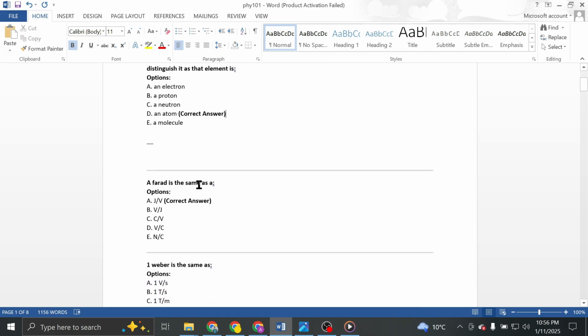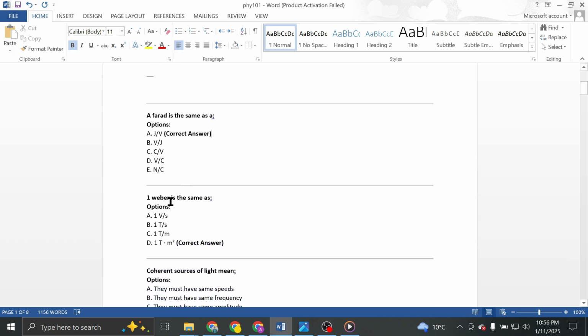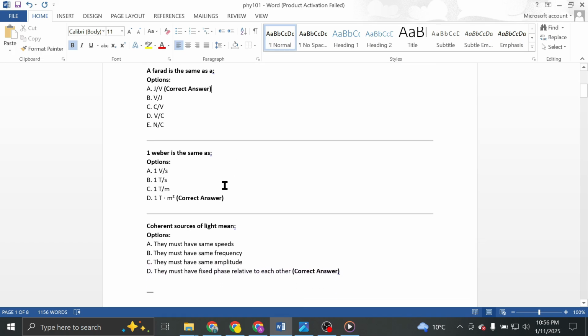A farad is the same as. Options: A, JV, B, VJ, C, CV, D, VC, E, NC. 1 Weber is the same as. Options: A, 1 volt per second, B, 1 Tesla per second, C, 1 Tesla per meter, D, 1 Tesla times meter squared. Correct answer.